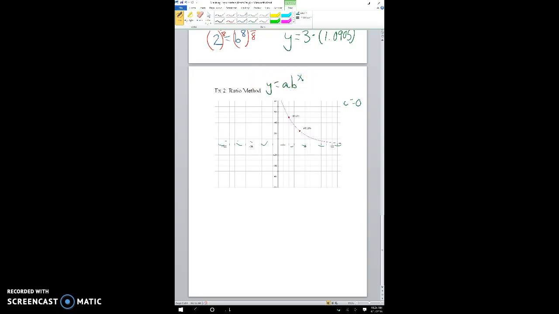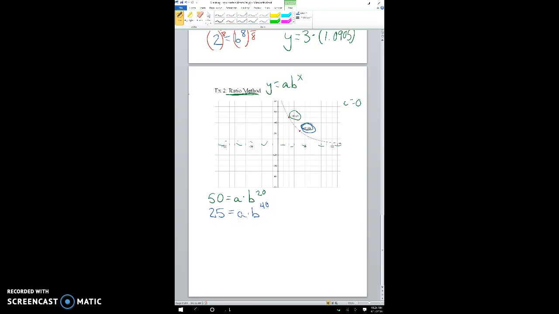Okay, so we're going to use each point to set up an equation. So we're going to set up 2 equations. This is the ratio method. Okay, so the first point, 20, 50, that means I plug in 50 for y. I plug in 20 for x. Okay, so that's where I got the first equation from. Now I'm going to use the other point, 40, 25. So when I plug in 25 for y, I plug in 40 for x.